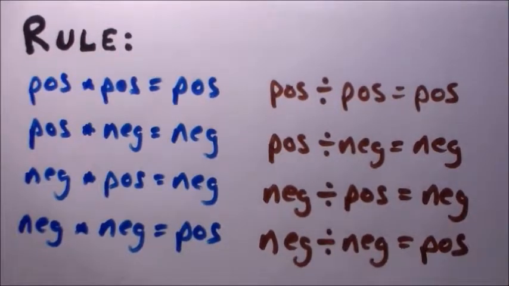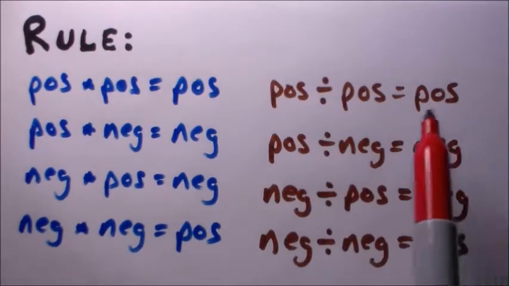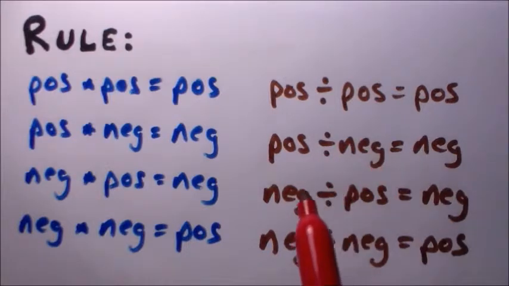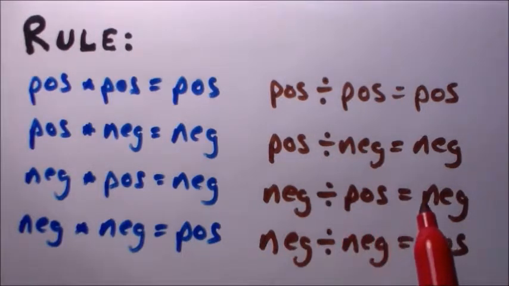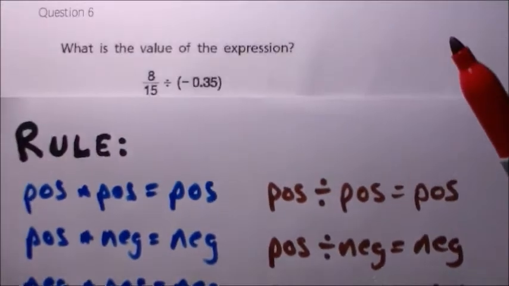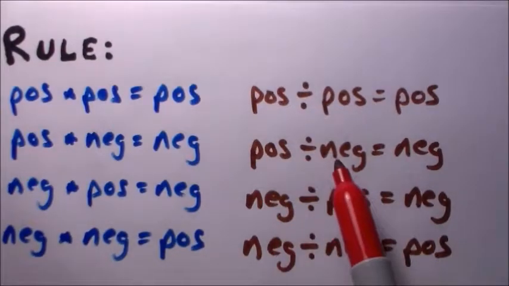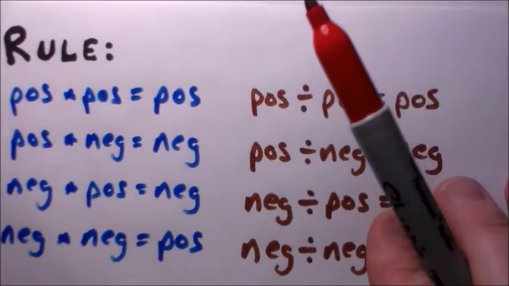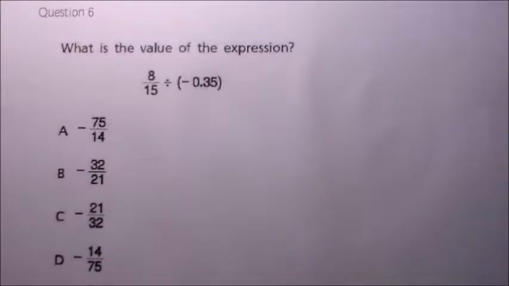The rule is, positive divided by positive is positive, positive divided by negative is negative, negative divided by positive is negative, and negative divided by negative is positive. We know this, we've memorized it, we're good to go. And what we have here is a positive divided by a negative, so we know the answer is going to be negative.